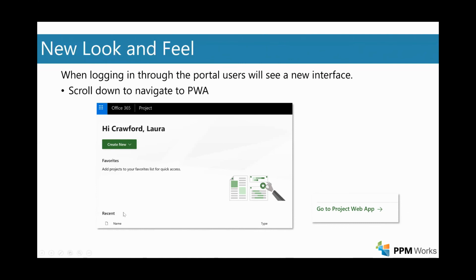But if I scroll down to the bottom of this page, there is a link to go to Project Web App. So if you are logging in for the very first time into a new Office 365 portal, the look and feel is a lot different from what you might be used to. So you can still get to Project Web App, you just have to scroll down at the bottom of the page there to do so.